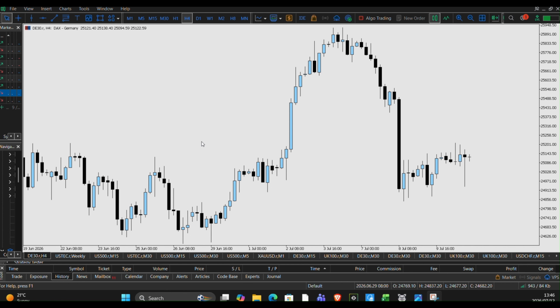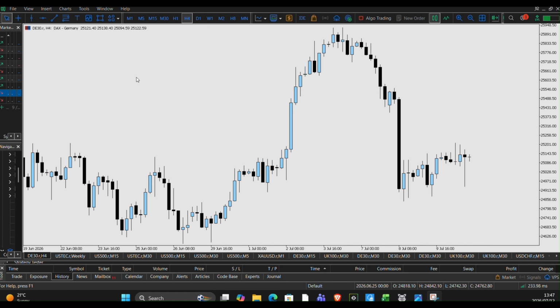Okay, so here we are in my MT5 terminal on the 4-hour time frame for the DE30, or the German DAX. And I wanted to just start off by explaining to you, for anyone who is new to trading, what a fair value gap is, or an FVG in its acronym. So a fair value gap is a chart pattern in financial trading that indicates a market imbalance.